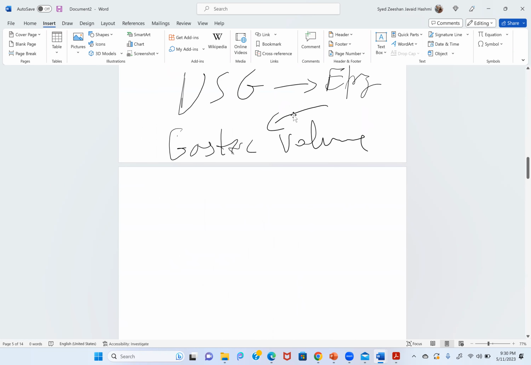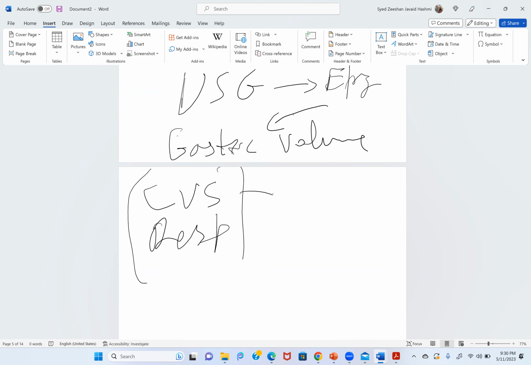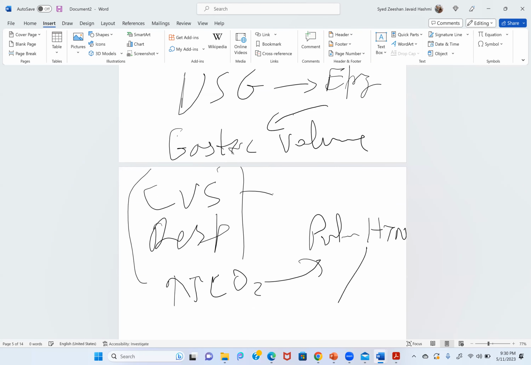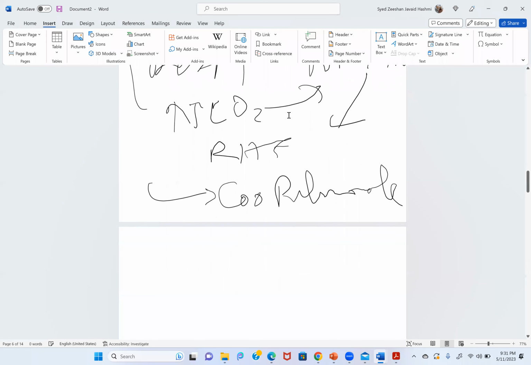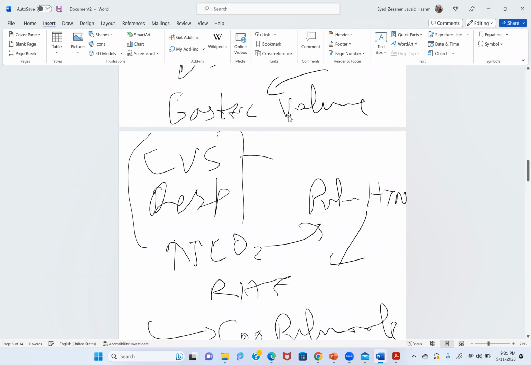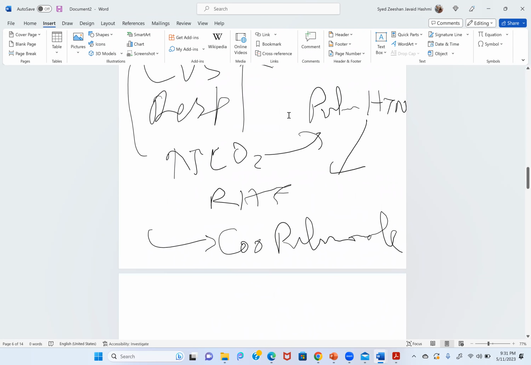And then other problems in CVS, you have chances. Ultimately, the problems are related. CVS and respiratory system are correlated. How? Because increased CO2 will cause pulmonary hypertension, and pulmonary hypertension leads to right heart failure. So this is cor pulmonale. So you have to correlate. Then maybe other problems, as we discussed, like difficult IV line.